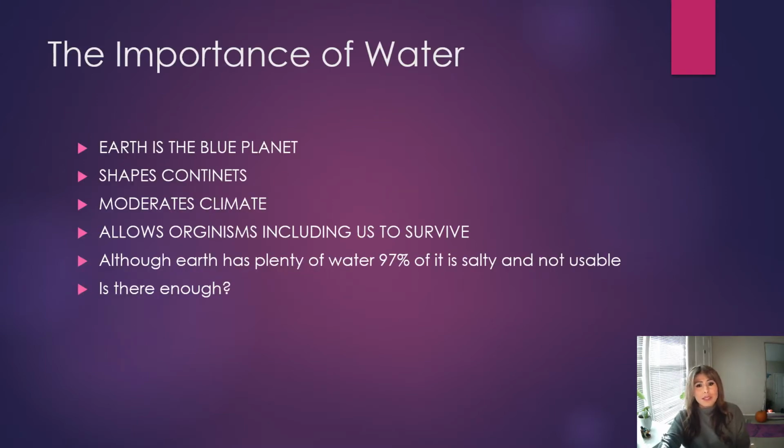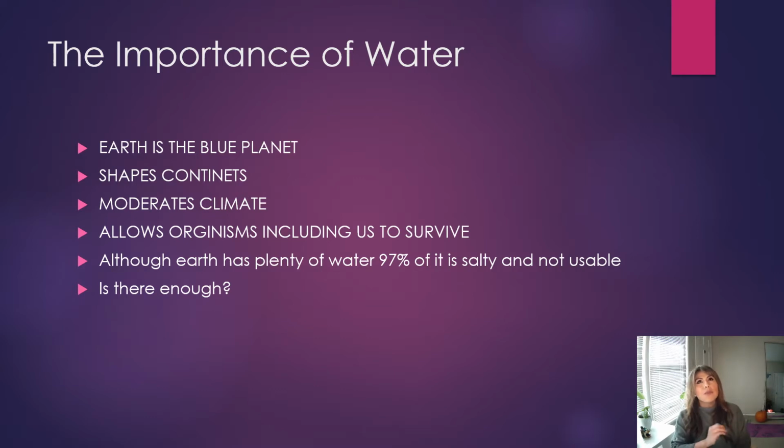So obviously water is a very important resource. Our planet is known as the blue planet. And if you look at our planet in comparison with the other planets within our galaxy, you can see that it really reveals a different color, shade. It looks that way because 70% of it is water. So it is our blue planet. Water has a tremendous effect on the planet. It shapes the continents. It moderates our climate. It allows organisms, including us, to survive.